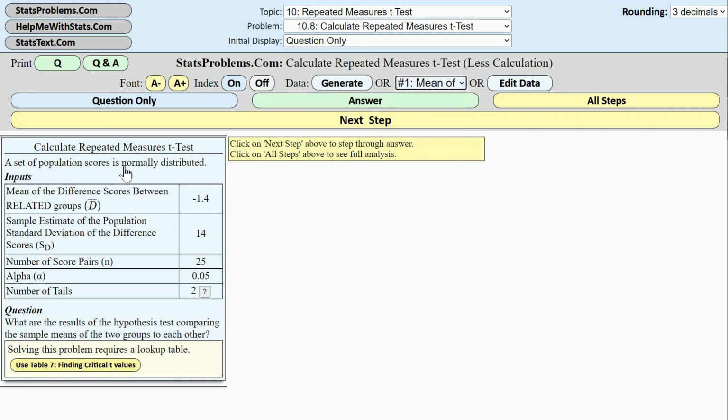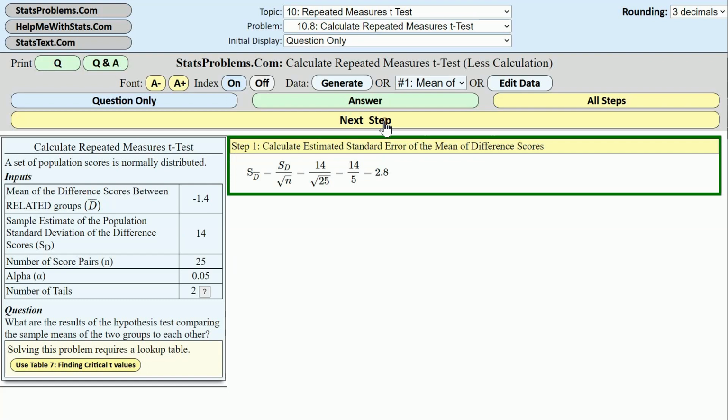A set of population scores is normally distributed. Mean of the difference scores between related groups, d bar, is minus 1.4. Sample estimate of the population standard deviation of the difference scores, S sub d, is 14. Number of score pairs, n, is 25. Alpha is 0.05. Number of tails is 2. What are the results of the hypothesis test, comparing the sample means of the two groups to each other?